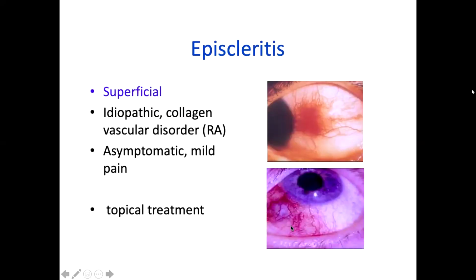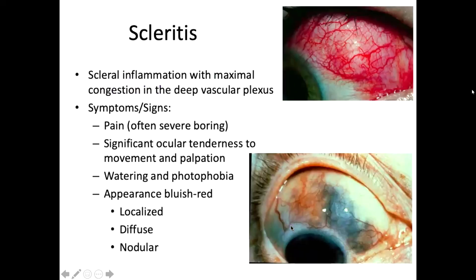Another picture, okay. So you have to differentiate it from scleritis. Scleritis is a dangerous thing. It is scleral inflammation with maximal congestion in the deep vascular plexus. You can see the deep vascular plexus is involved. And then there is severe pain, significant ocular tenderness, then watering and photophobia, and the appearance is also bluish red. So that is important. That is because of what is there under the sclera?